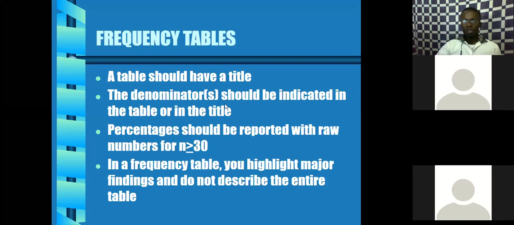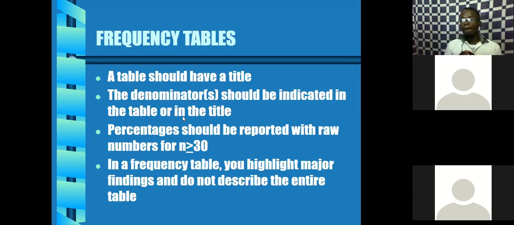All right. So now, one thing about a frequency table is that it is supposed to have a title, just like any other graph that you would want to use to present your information or your data. That table is supposed to have a title, and it is supposed to be labeled with the appropriate denominators. Okay. So the denominator should be indicated in the table or in the title.